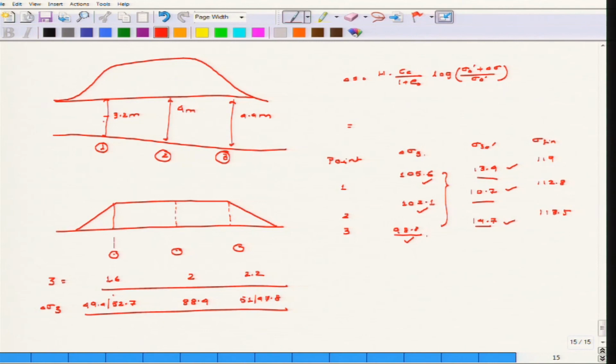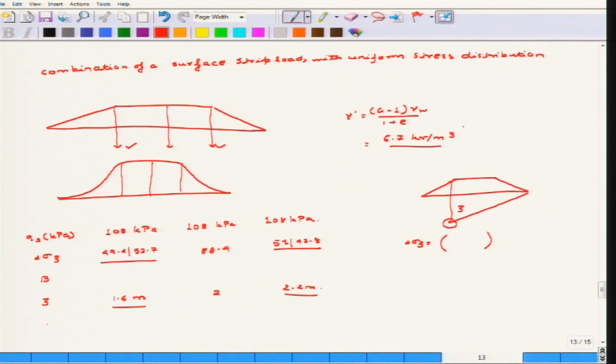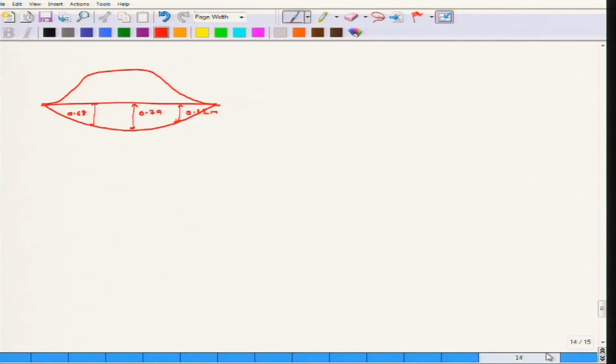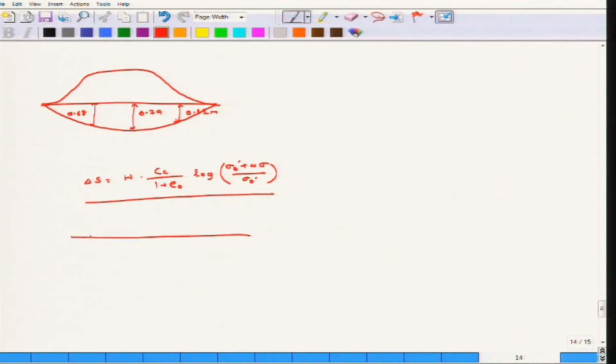Now, since the 3 depths are different, it was multiplied with gamma dash, the submerged unit weight, to obtain the different values, and sigma final was obtained accordingly just by adding these 2 numbers. Considering the settlement equation for a normally consolidated clay, H into Cc by 1 plus e naught into log of sigma naught dash plus delta sigma by sigma naught dash, we plotted how the settlement profile would look, and we saw that it somewhat looks like this, where this one was found to be 0.81, this one 0.79 and this one 0.68.